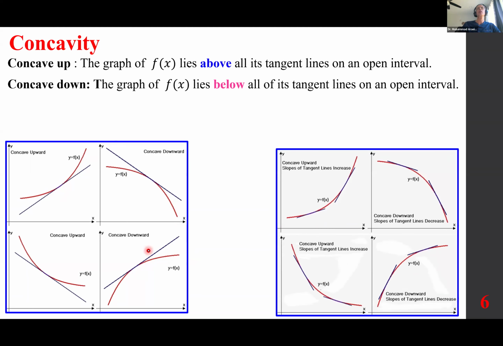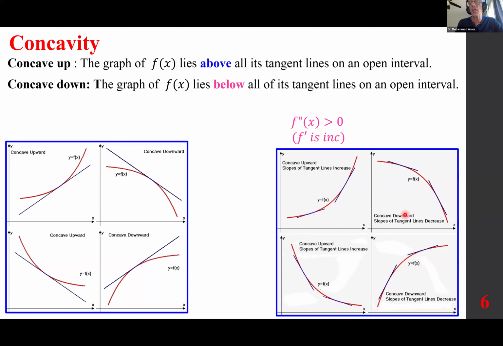And if we add more than one tangent line, what happens? Take a look. Over here, we have two tangent lines. When it's concave up, the slopes of the tangent lines increase. If you draw a tangent line, you can clearly see that both of them have positive slope, but this one is steeper, therefore it is increasing, it's getting larger. Both of these have negative slope, but this one is steeper, so this is larger than this one. Therefore, f double prime is positive, f prime is increasing.